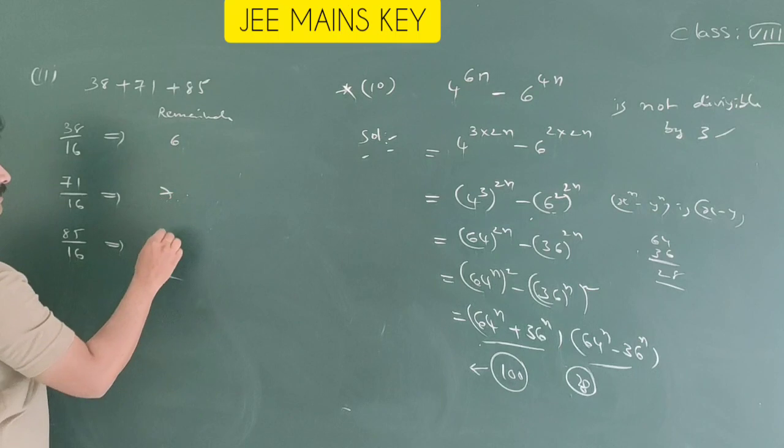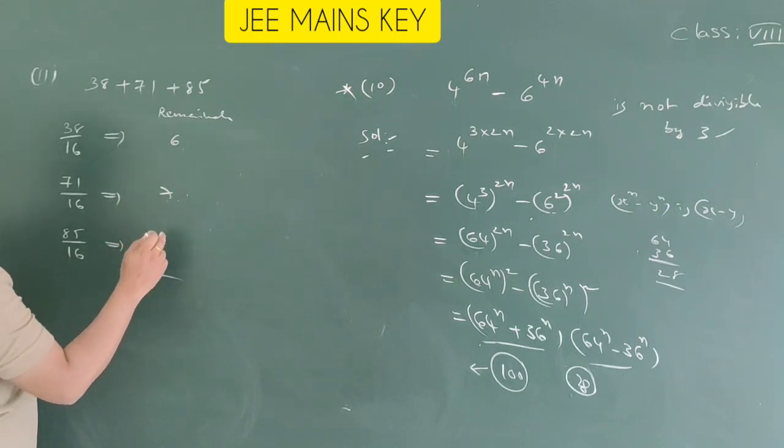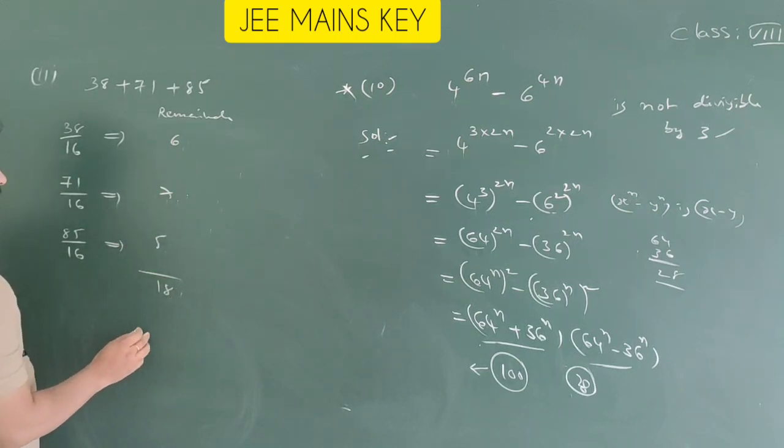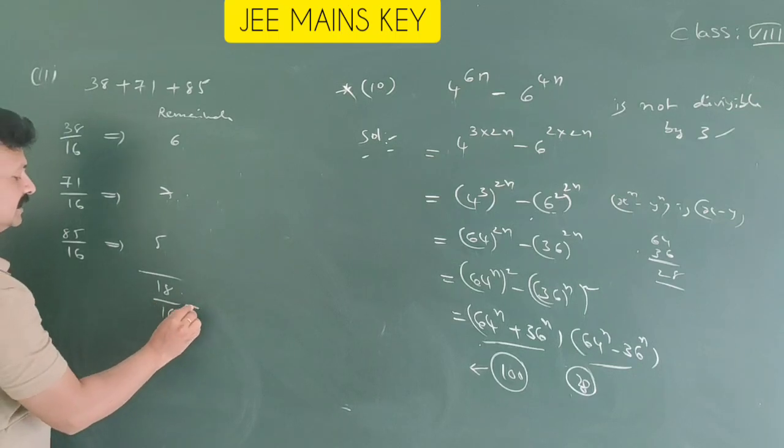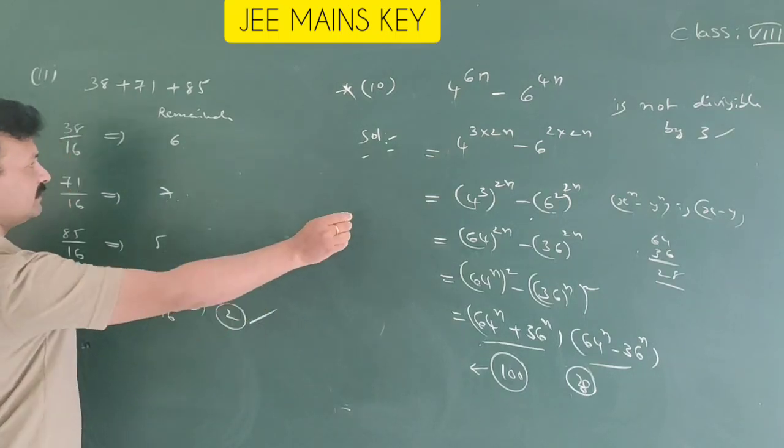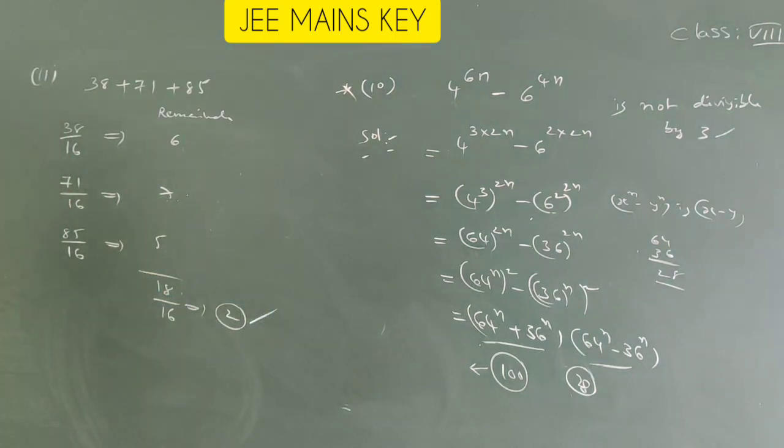So 6 plus 7 plus 5 is 18. So 18 divided by 16, the remainder is 2. The required remainder is 2. Otherwise, add all these and divide by 16. Individual remainders, then the sum of the remainders gives the same remainder. If you have doubt, check that once.